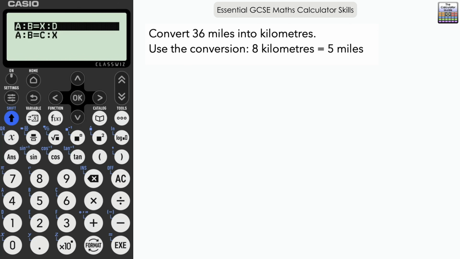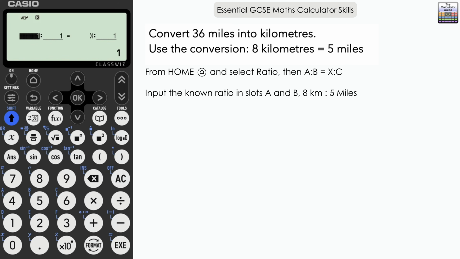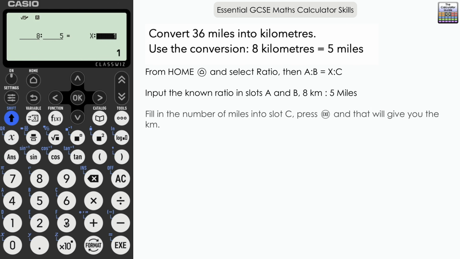Sticking with ratio, we're going to convert 36 miles into kilometres, use the conversion 8 kilometres equals 5 miles. Well, we've got a figure there in miles to convert to kilometres, so the kilometres would be on the left hand side of the ratio, so I'm actually going to select the top option here and execute. Let's put in the ratio that we know, 8 kilometres to 5 miles. And then we just need to fill in the miles that we have here, 36 miles, and execute. And execute once more to finalise.